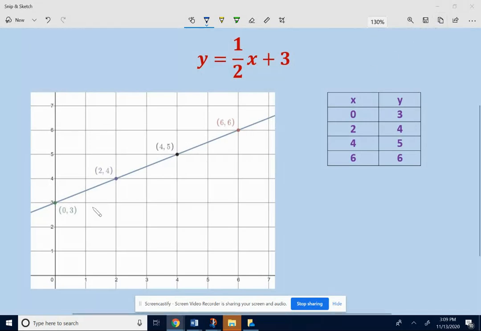What I did is I have a graph here, and I have the points on the graph: 0, 3, 2, 4, 4, 5, and 6, 6. I have the same coordinates on that graph over here on the data table. So 0, 3 is my first point, 2, 4 is my second point, 4, 5, and here's 6, 6.